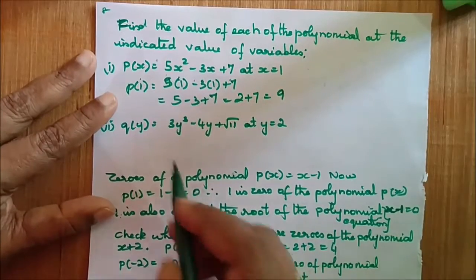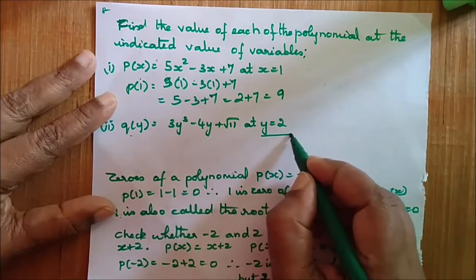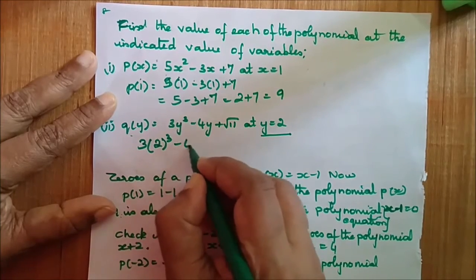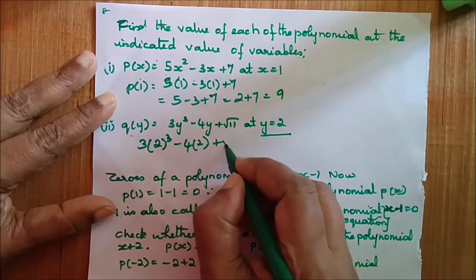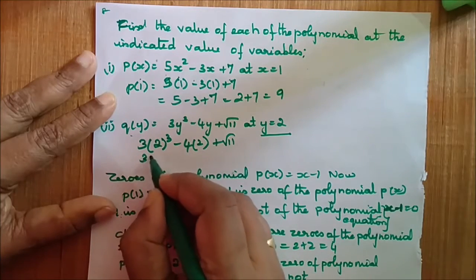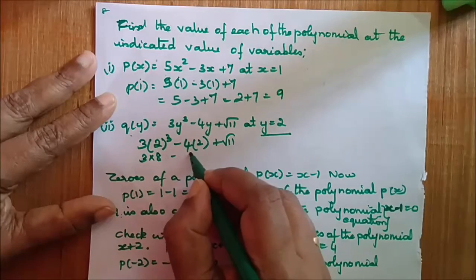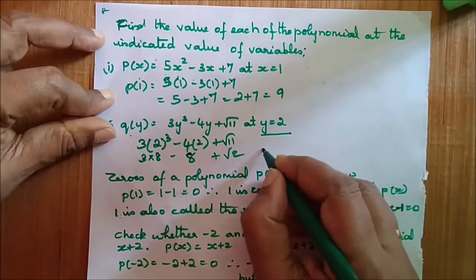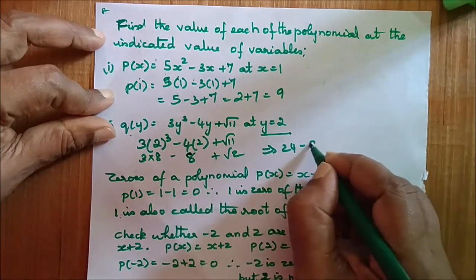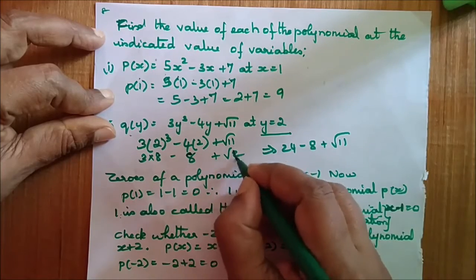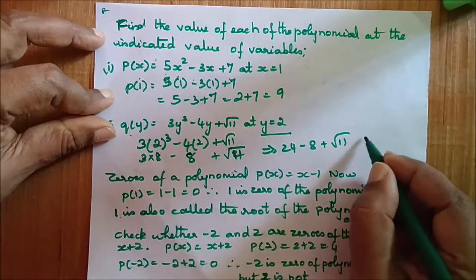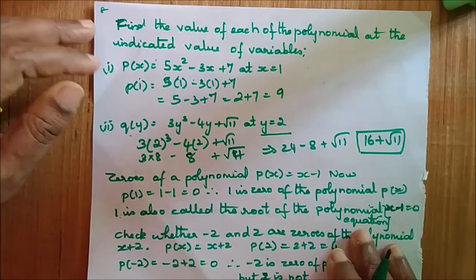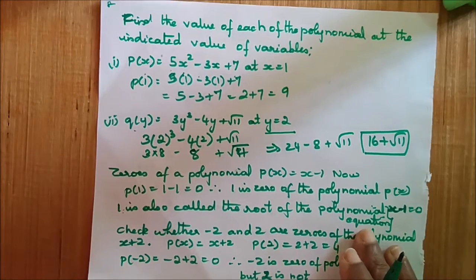So the value of this polynomial when x takes the value 1 is p of 1 is 9. Now similarly, in this case we have to find at y equals 2. So this is 3 into 2 the whole cubed minus 4 into 2 plus root 11. Now 3 into 2 the whole cubed is 8, minus 4 twos are 8, plus root 11. So 3 into 8 is 24 minus 8 plus root 11. I am sorry, this is root 11. So this is nothing but 16 plus root 11, which is the answer for q of 2, when y takes the value 2.